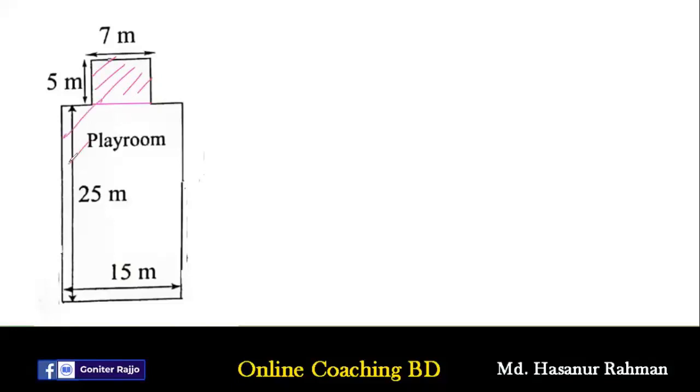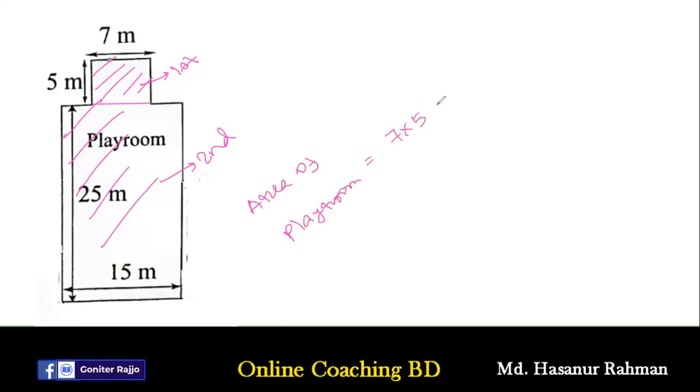And now what will be the area of this part? The length is 25, breadth is 15. So 25 multiplied by 15. Very simple. So here we can say this is the first part, this area is the second part. So area of playroom, we can write the first part 7 multiplied by 5, second part 25 multiplied by 15.